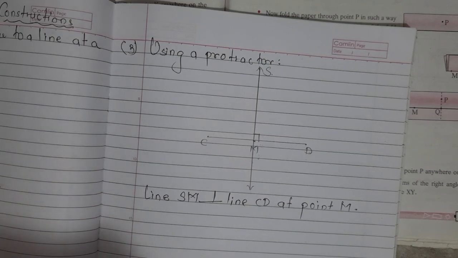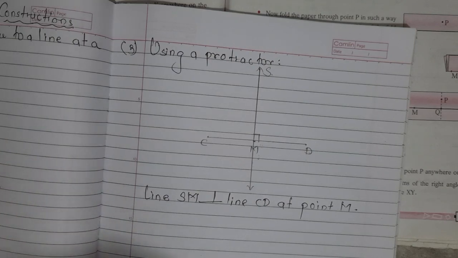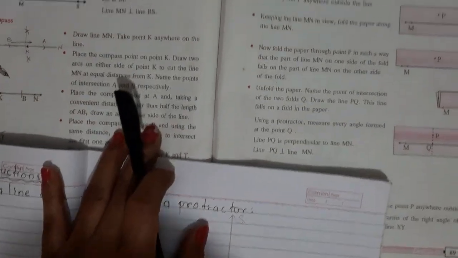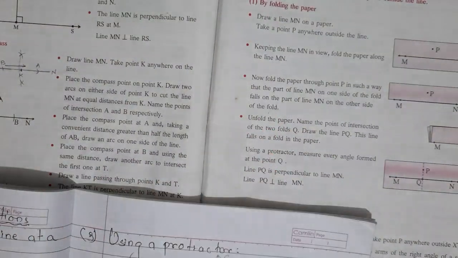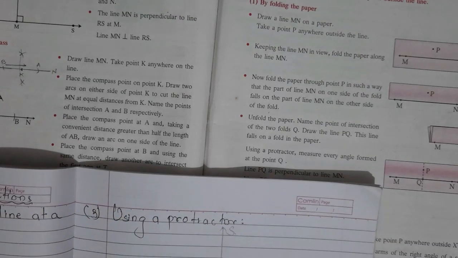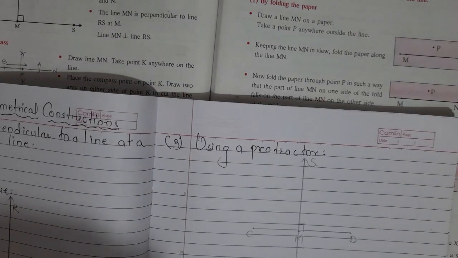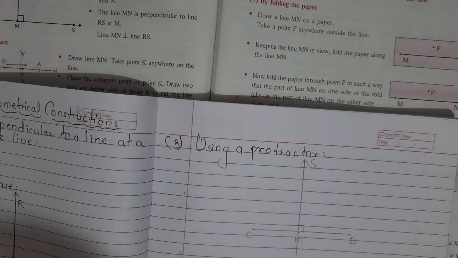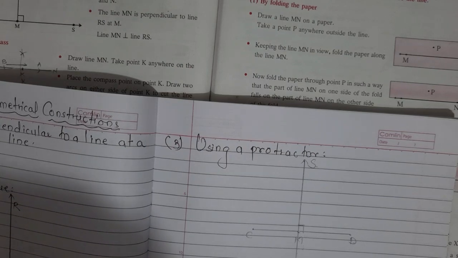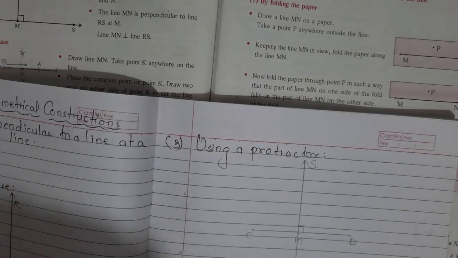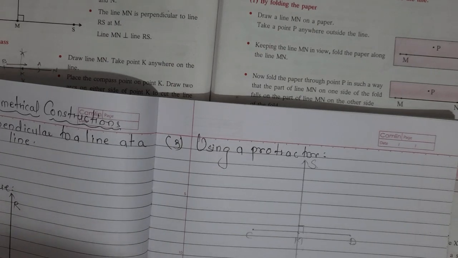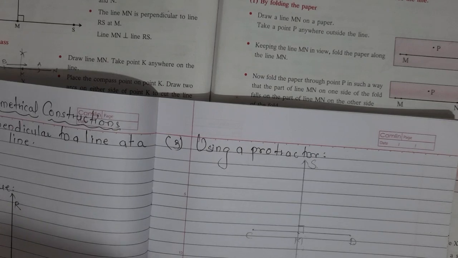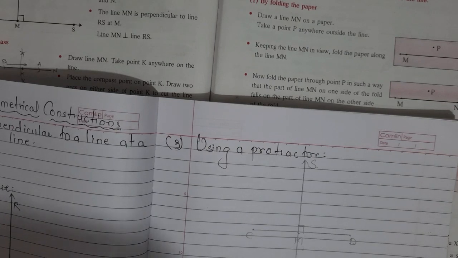Now in the next lecture you will be learning how to draw a perpendicular to a line from a point outside the line. Now in this lecture we have learned to draw the perpendicular to a line at a point on the line, that is by taking the point on the line. Now in the next lecture we will be learning to draw a perpendicular to a line from a point, that is by taking a point outside the line.